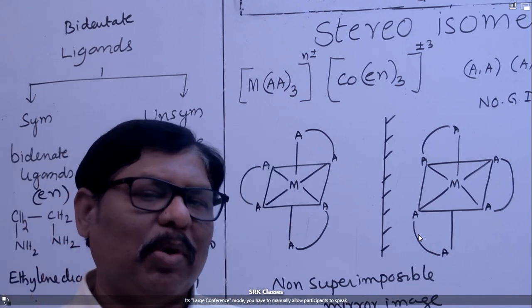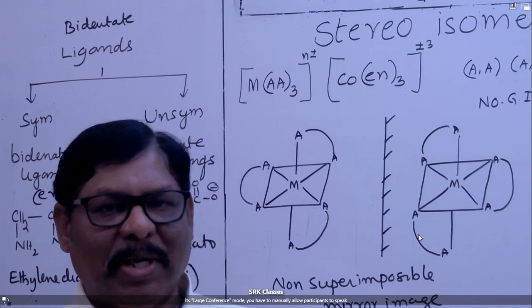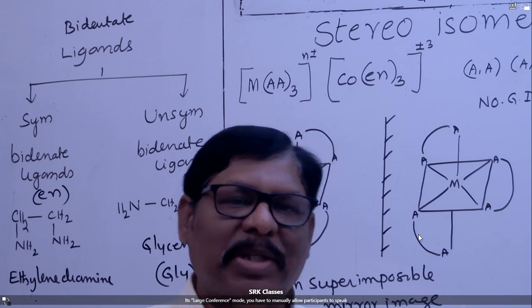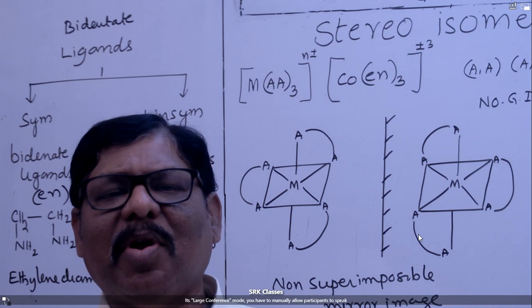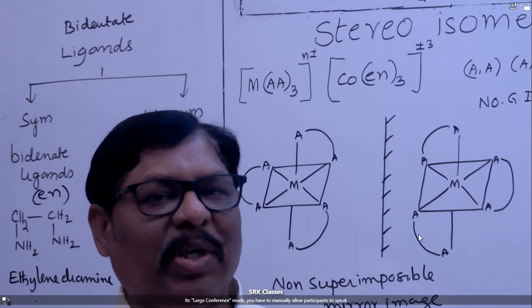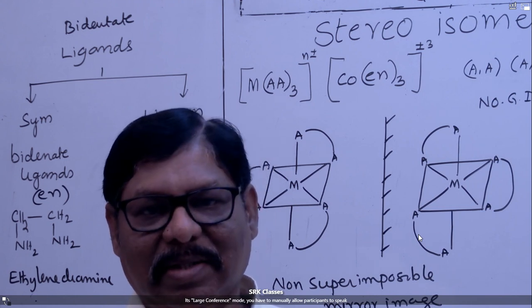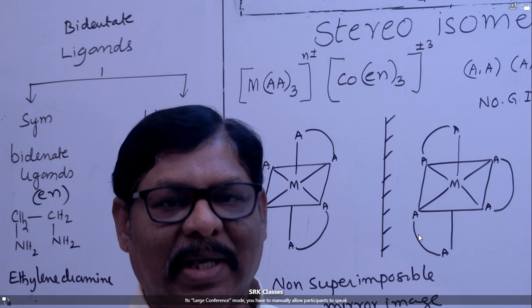Today we are discussing stereoisomerism in 6 coordinated complexes. Yesterday also we discussed stereoisomerism in 6 coordinated complexes. The difference is, yesterday I gave all monodentate ligands with different combinations. Today we are discussing bidentate ligands, 6 coordinated complexes with bidentate ligands.